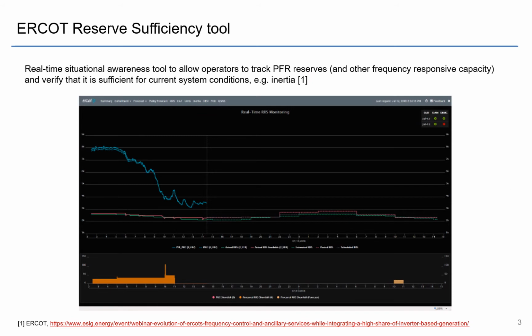ERCOT developed a reserve sufficiency tool, which is an online situation awareness tool to allow operators to track PFR reserves and other frequency responsive capacity and verify that it's sufficient for current system conditions, for example, the current inertia. One of the reasons why they built this was because they provisioned the responsive reserve requirements sort of 1 year ahead based on historical inertia values, and on the day those inertia values could change, and so they use this tool to ensure that they've got enough, and if they need to provision more, then they shall.